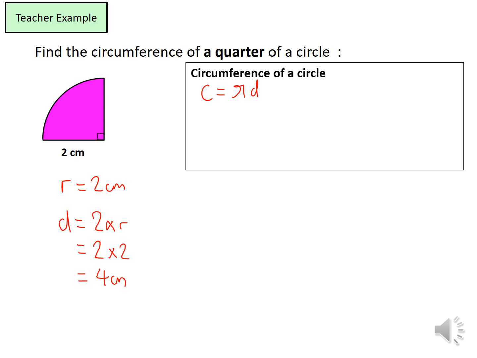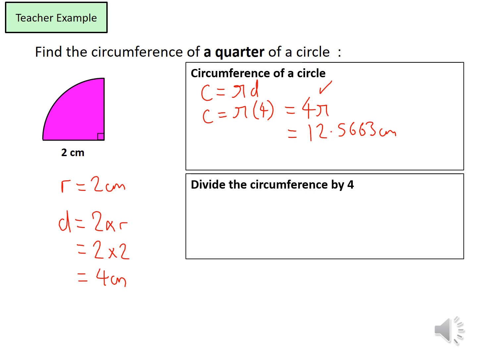Okay, so we substitute that into our formula. So circumference equals pi, the diameter, which is 4, and your answer is 4 pi. You can write it as this, it will be accepted, but if you write the full answer, it will be 12.5663 centimeters. So this is the circumference of a full circle. We need to find the circumference of a quarter of a circle. So we need to divide the circumference by 4, okay?